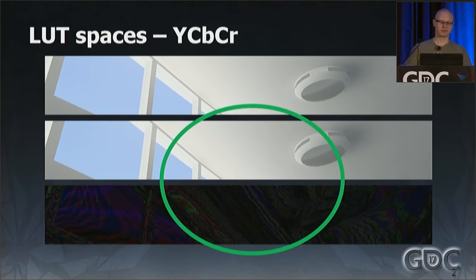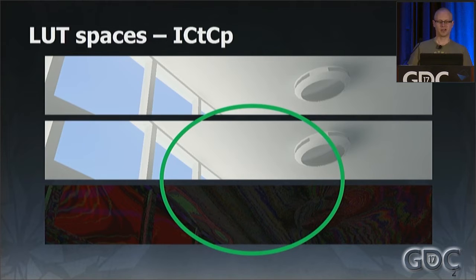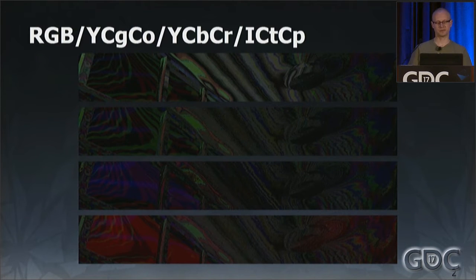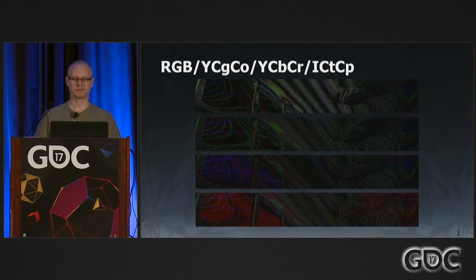And then we figured, well, since we're using ICtCp for our display mapper, we'll just try that. And that's slightly worse than YCbCr, but comparable to YCgCo. And here are the differences side by side. All of the 3D correlated LUT spaces are better than RGB. Far less error, far less precision problems, so this is good.